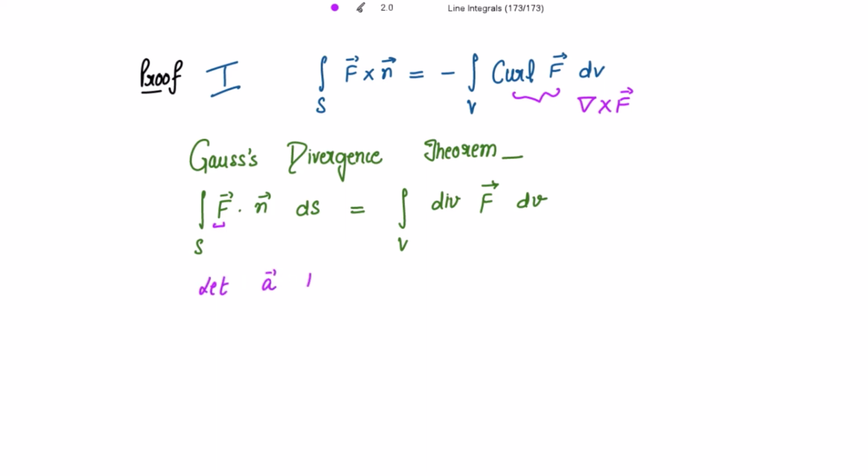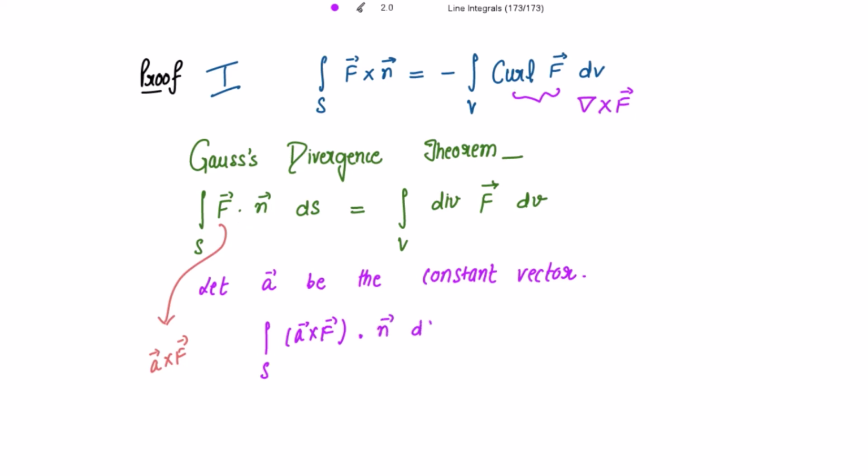So let's consider one constant vector. Let a vector be the constant vector. Let's use this theorem. For this, I'm going to replace this f vector with the cross product of a vector with f vector. So we get the surface integral of, in place of f vector, just write the cross product of a vector with f vector, and its dot product with n vector, ds, equal to the volume integral of the divergence of, in place of f vector, write the cross product of a vector with f vector.